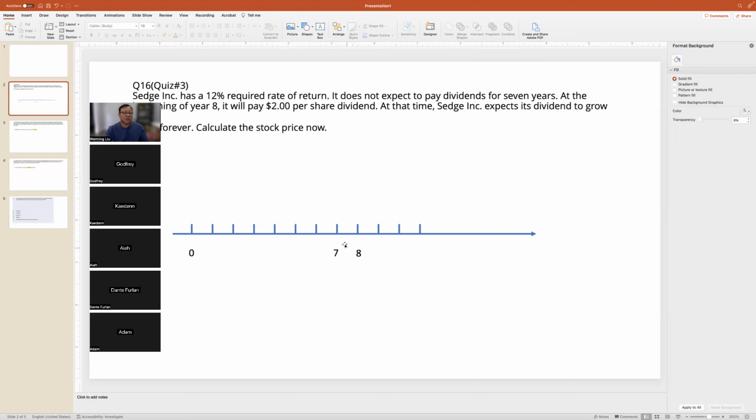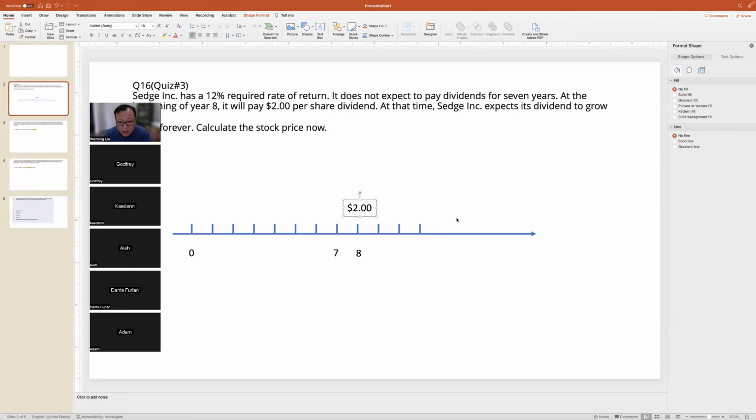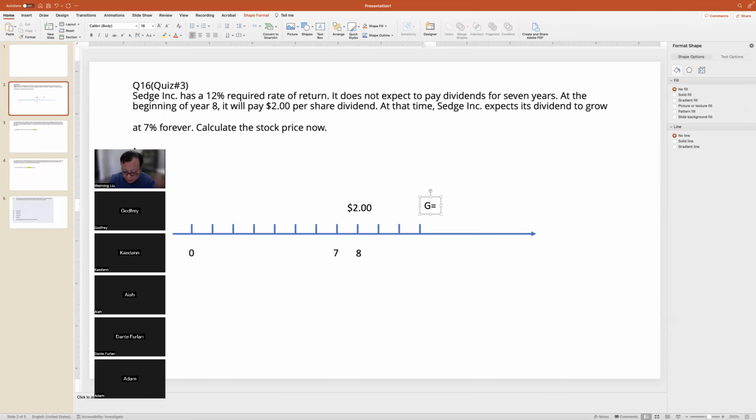For the first 7 years, the company does not expect to pay dividends. There's no dividend, no cash flow, or you can think of the cash flow as 0. But at year 8, they pay a $2 dividend, and this is going to continue. We also learned that the growth rate g is 7%.